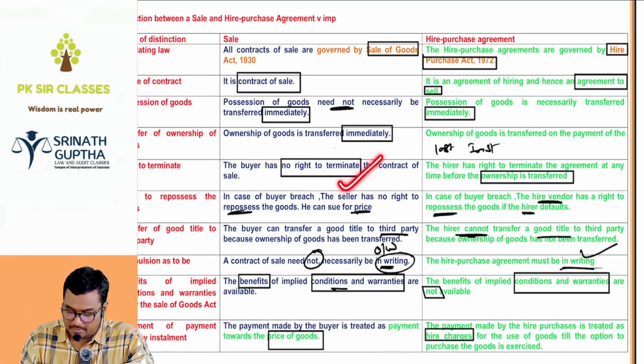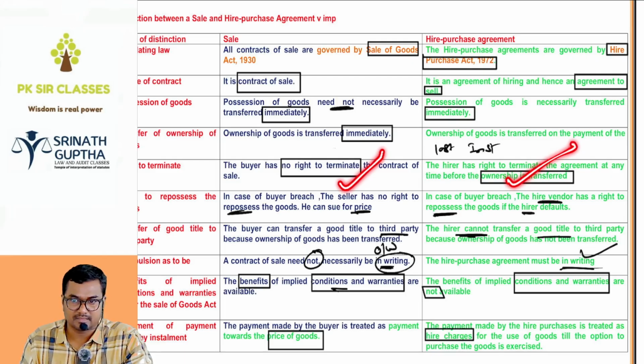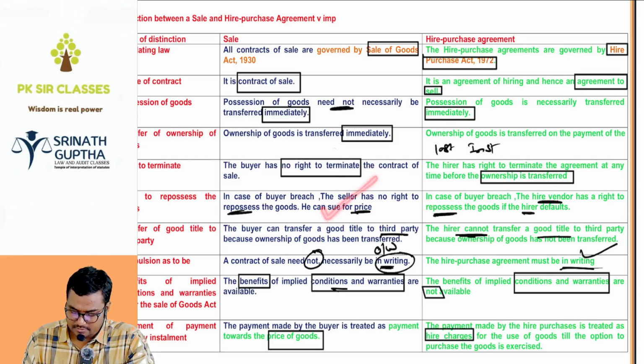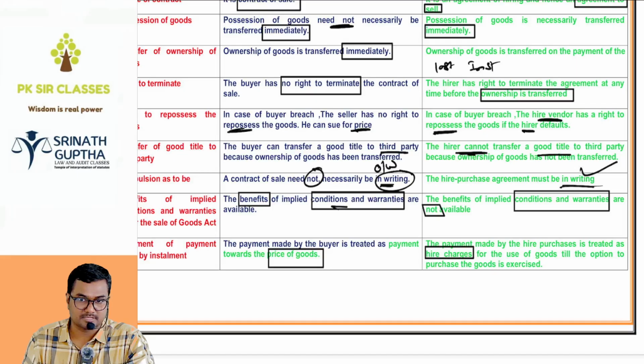And here, the buyer has no right to terminate. It's like a marriage. In hire purchase, the hirer can terminate at any point of time. In case of the buyer's breach, if the buyer is unable to pay the price subsequently, we will not recover the goods. We will file a case only for the price. Here, we will take back the goods. Whatever he has paid is treated as the hire charge, rent for the last 3-4 months.